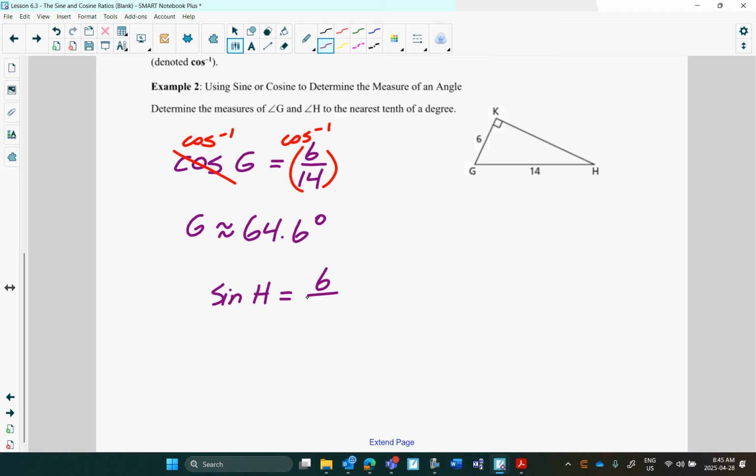Oh, sorry, my mistake. No, not my mistake. That's right. And then to get H by itself, to get rid of sine, we take sine inverse. And whatever you do to one side of the equation, you do to the other.